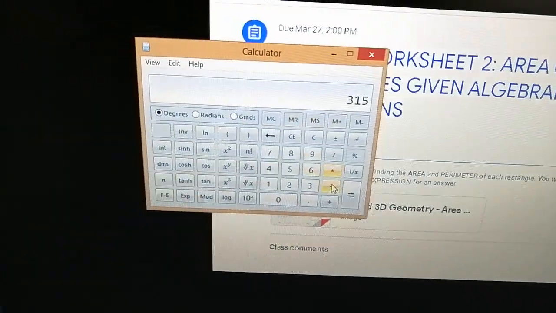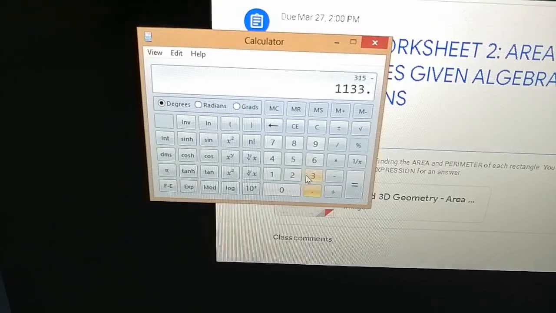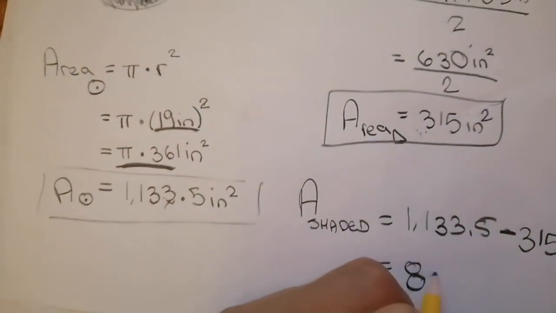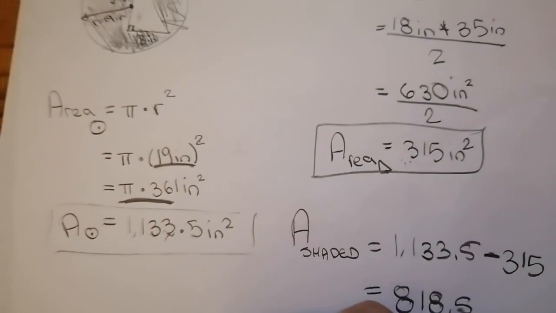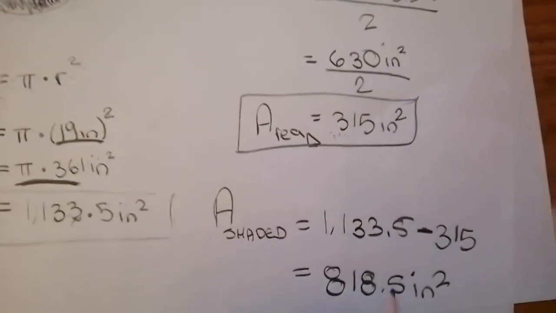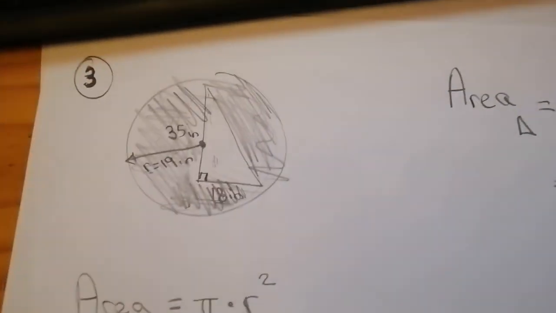So we're going to subtract. So we have 1,133.5 minus 315. That's going to give us 818.5 square inches. There you go. And that is your answer. This is the area of the shaded region.